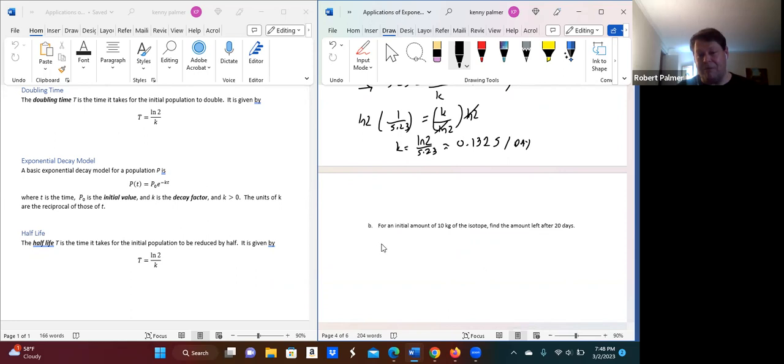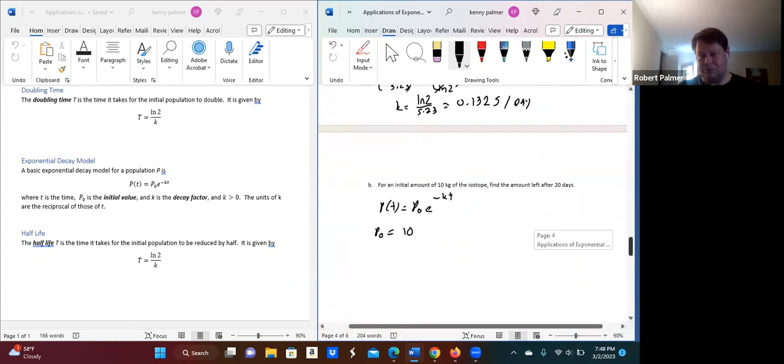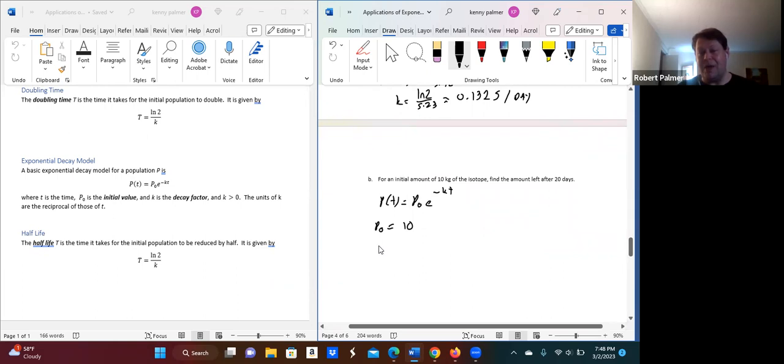Okay, so once again, our formula is P of t equals P0 times e to the negative kt. All right, let's see what we have. I know that P0, or initial amount, when it says initial, that's usually the first amount, is 10 kilograms. Okay, I know what K is. K is what we just found, K is equal to 0.1325 per day. Then time is at 20 days. So T is equal to 20 days. Okay, just plug all that in.